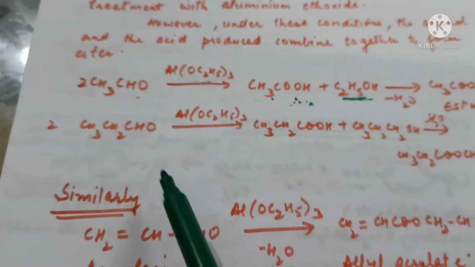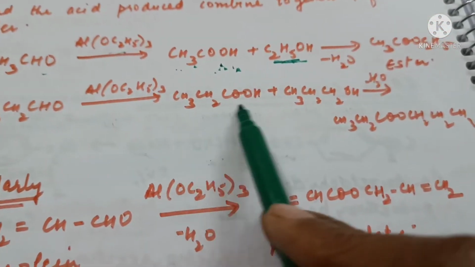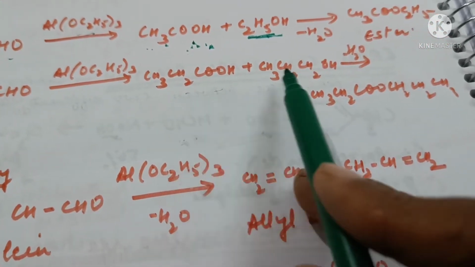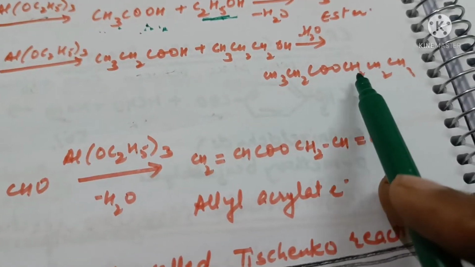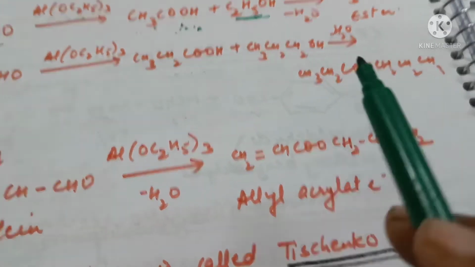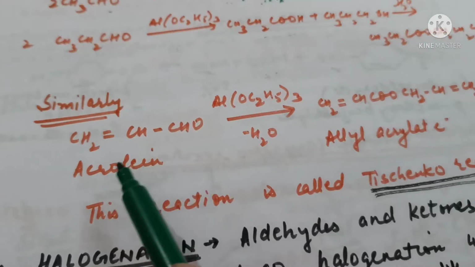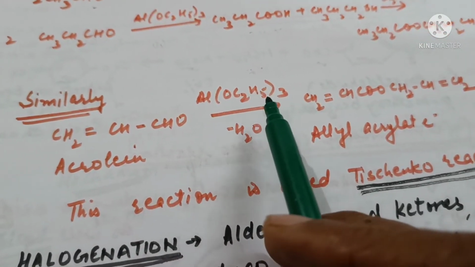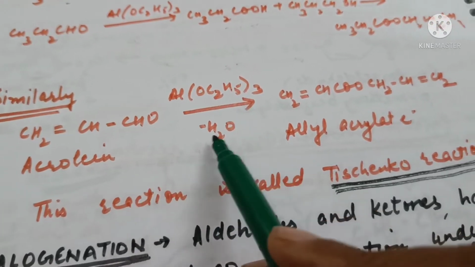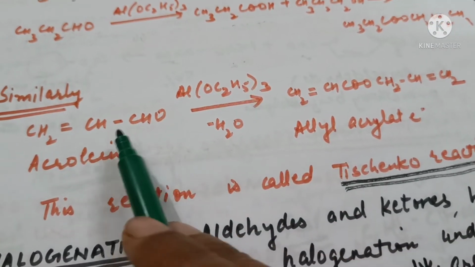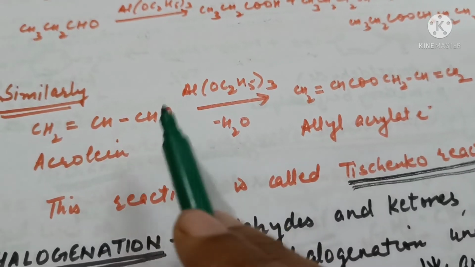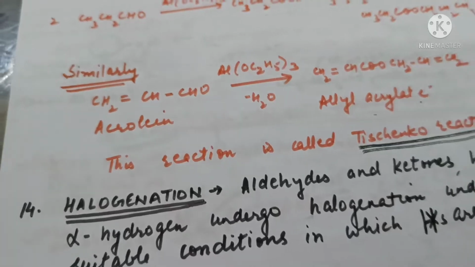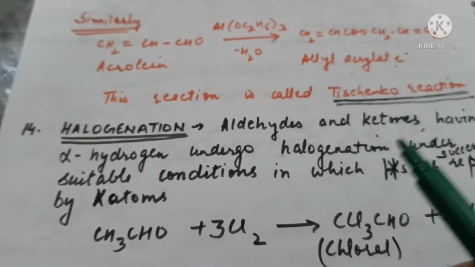Similarly, when propanal reacts, propanoic acid and propanol are formed. They react with each other to form propyl propanoate ester. Similarly, acrolein, when heated in presence of aluminium ethoxide, again will combine with each other to remove water after self-oxidation and reduction to form an ester, which is allyl acrylate. So this reaction is called Tishchenko reaction.